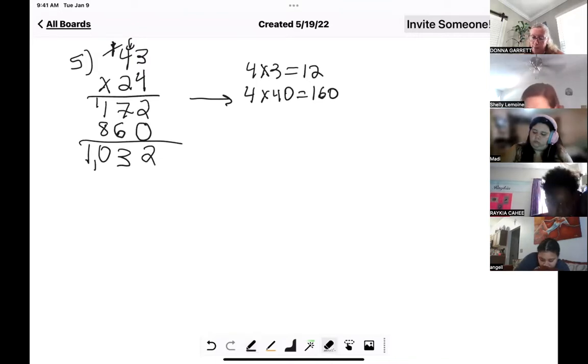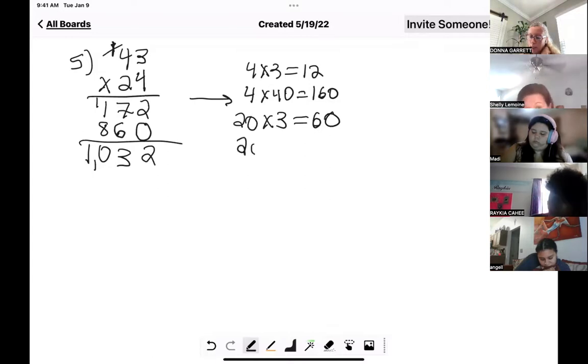So that's multiplied. And now this time I have to multiply the 2, but the 2 is in the 10 spot. So it's not 2, it's 20. 20 times 3, which is 60. And then 20 times the 4, again in the 10 spot, 20 times 40, which is 800.